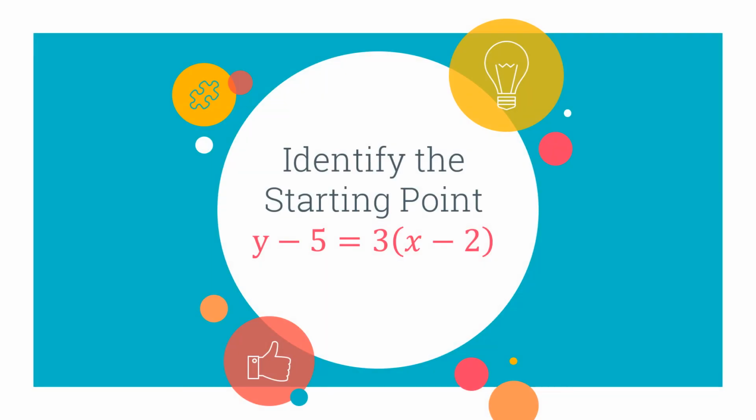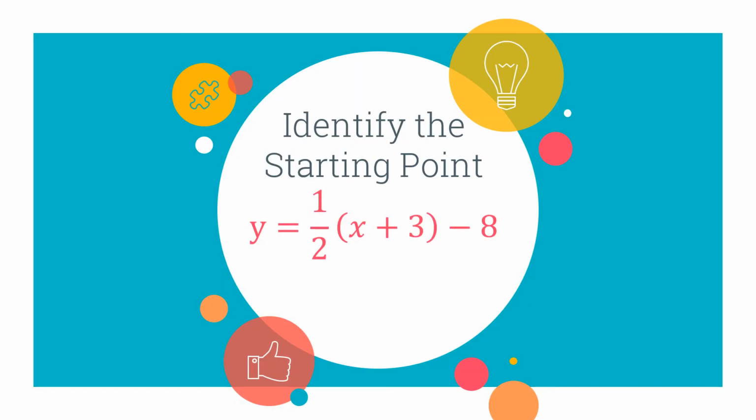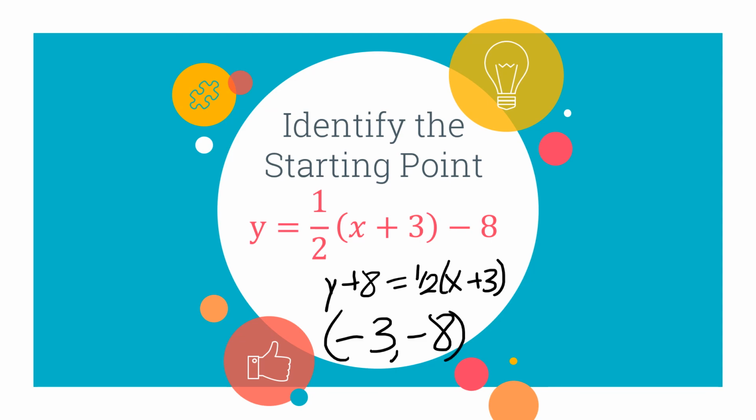Let's zoom through here, just extra examples. You do not need to jot this down, just follow along. My starting point on this one would be 2, 5. Should be that fast. Another one. Oh, this looks different. Normally, I'm going to add that 8 to the other side so it looks like all the rest. So if you need to rearrange, you can. And that makes my starting point then negative 3, negative 8.